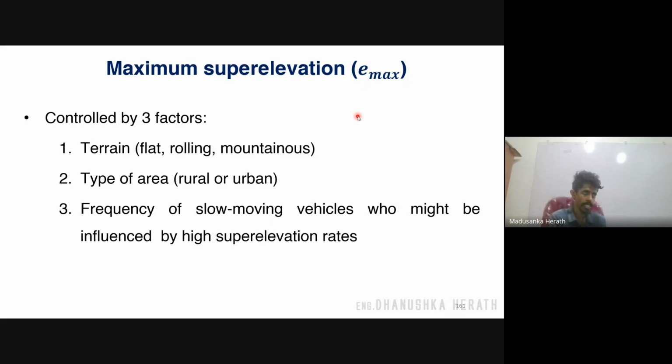As I mentioned, super elevation means that inclination, right? When that inclination is increased, it will be very easy for the vehicles which are moving very fast. But if the inclination is very high, it will be very difficult to drive slowly on that road.